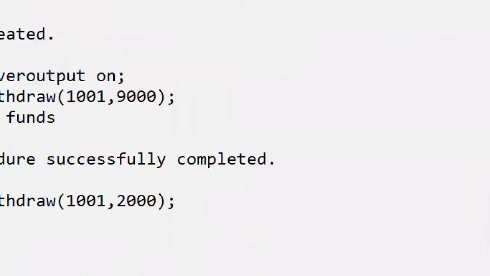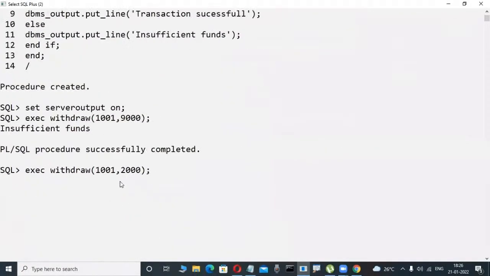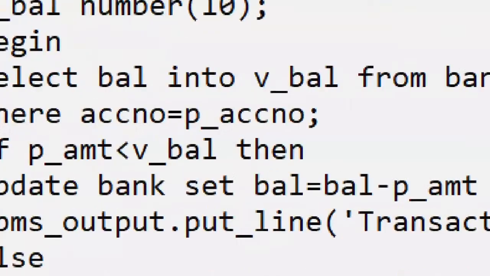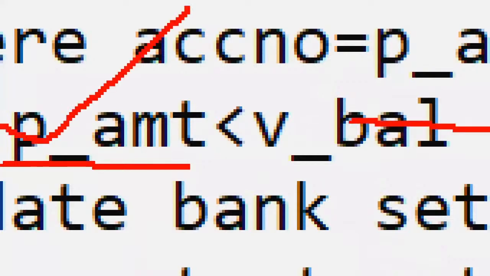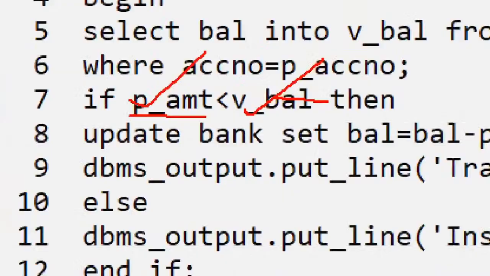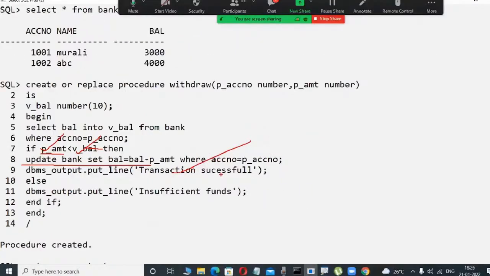Why? Because here my balance is 3,000, but I try to withdraw 2,000, which is only possible if the passed amount, that is 3,000, is less than the available balance. Here 2,000 is less than 3,000. I am updating the bank table, updating means modifying that one. Now the transaction is successful. Now it is really correct.